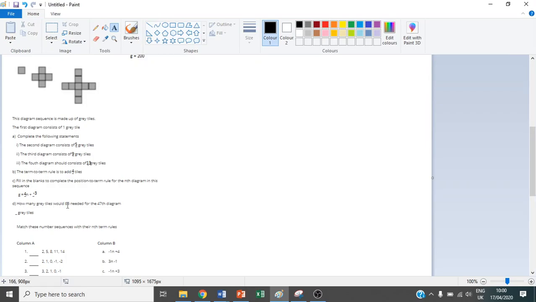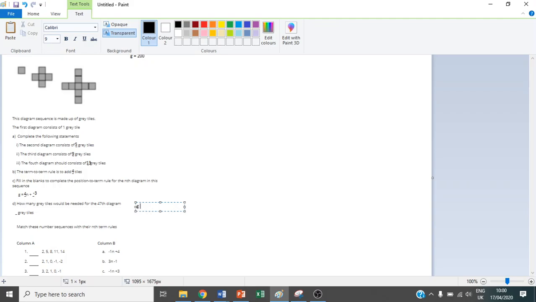So how many gray tiles would we need for the 47th diagram? Now that I've got my rule over here, I'll do like I did in the previous question. G equals 4 times, and I'm looking for the 47th diagram. So in brackets, I'll put 47 minus 3. And I need to work that out. 4 times 47. 4 times 4 is 16, 4 times 7 is 28. So 160 plus 28 is 188, minus 3.